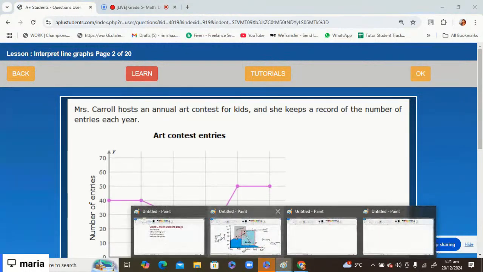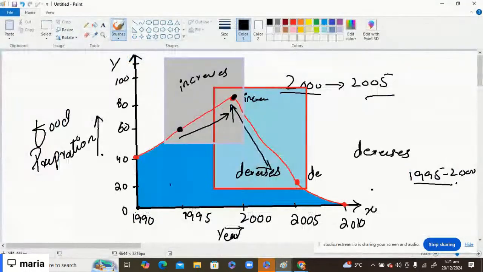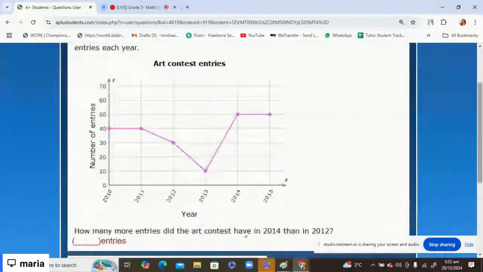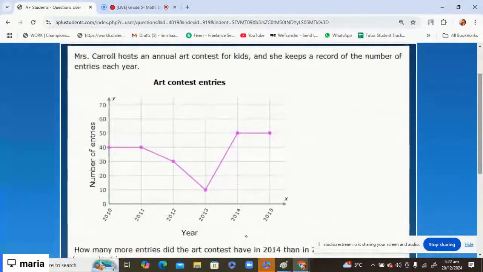Okay, let's suppose I ask what is the amount for 1995. You are going to write this one, it's 60. What is the amount for 2000? It's 80. And what is the amount for 2010? It's 20. This is the thing that we have done in it. Now you guys tell me the answer of this one.